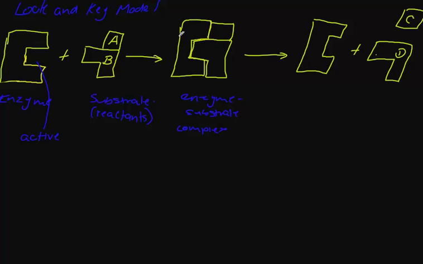The enzyme causes a chemical reaction to proceed, and what we have at the end is the enzyme left unchanged, and we have our products, C and D, our products.